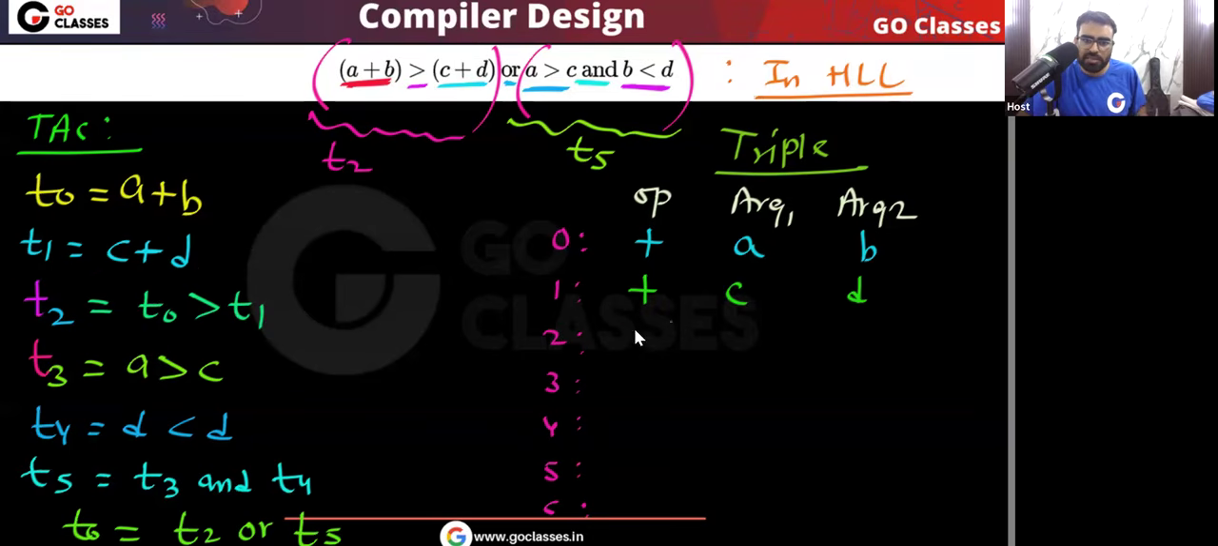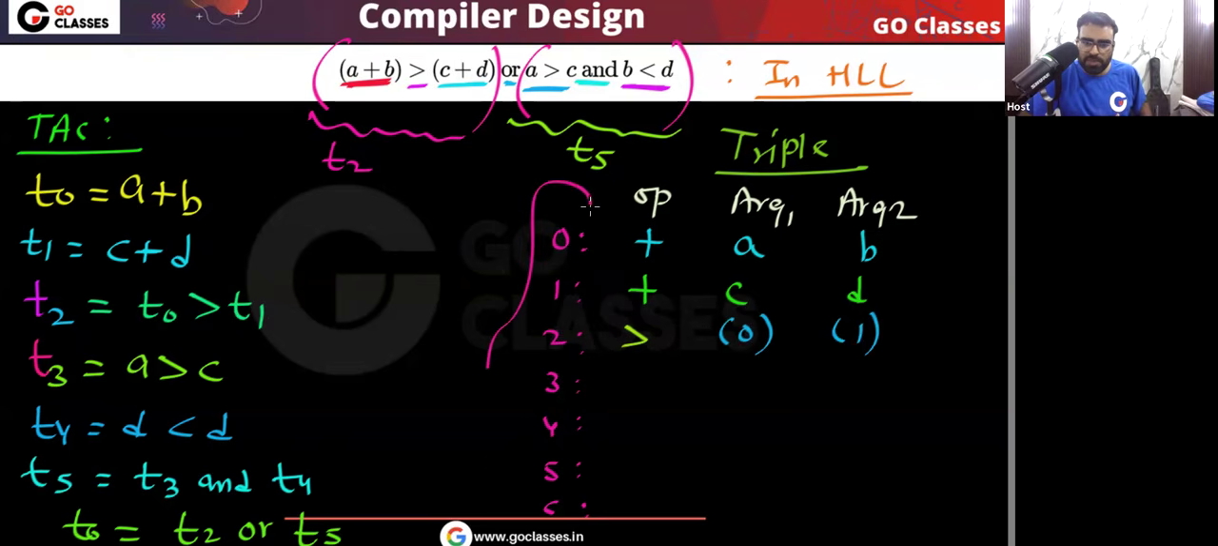Here you can see the operator is greater than. And what are the arguments? Arguments are t0, t1. But remember, in the triple representation, we refer the result of previous operations by their position, not by the temporary variables. So you can see the operator is basically greater than. These are the arguments t0, t1. T0 means position 0, t1 means position 1. Okay, very simple. That is the reason.